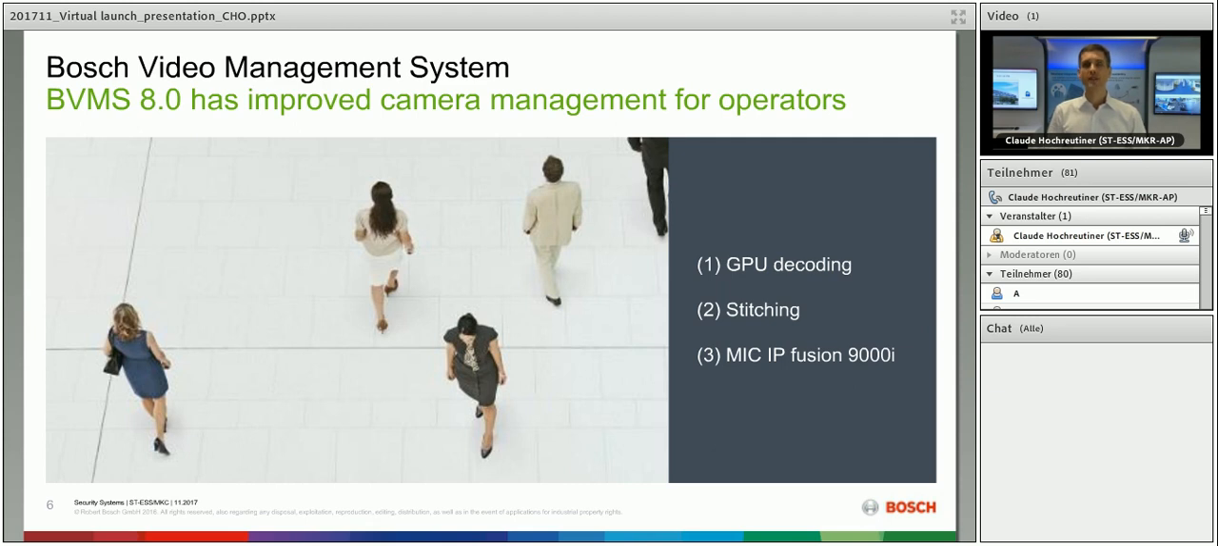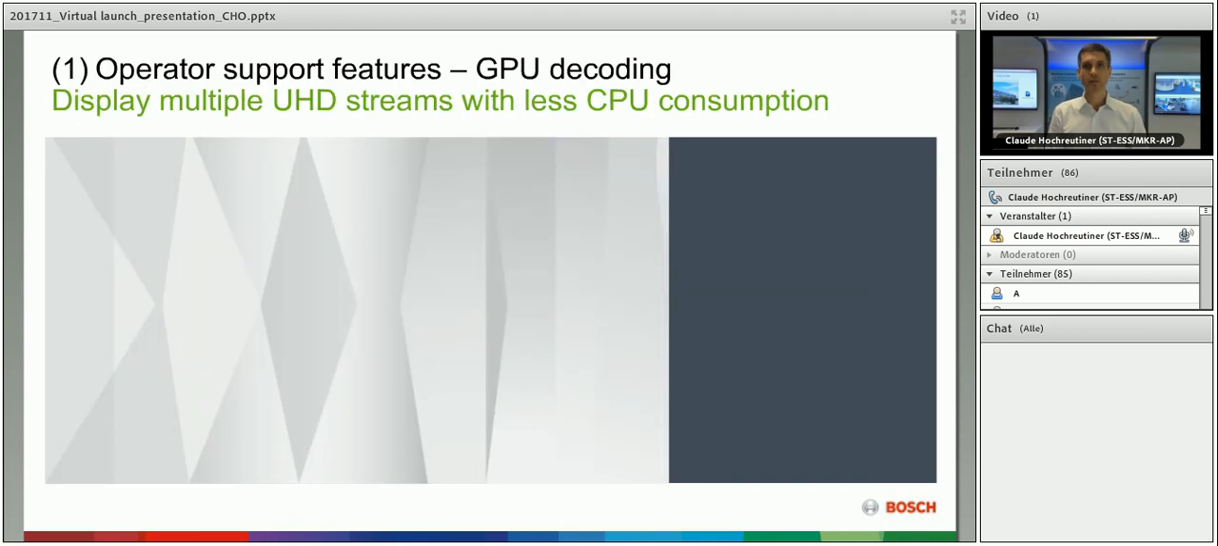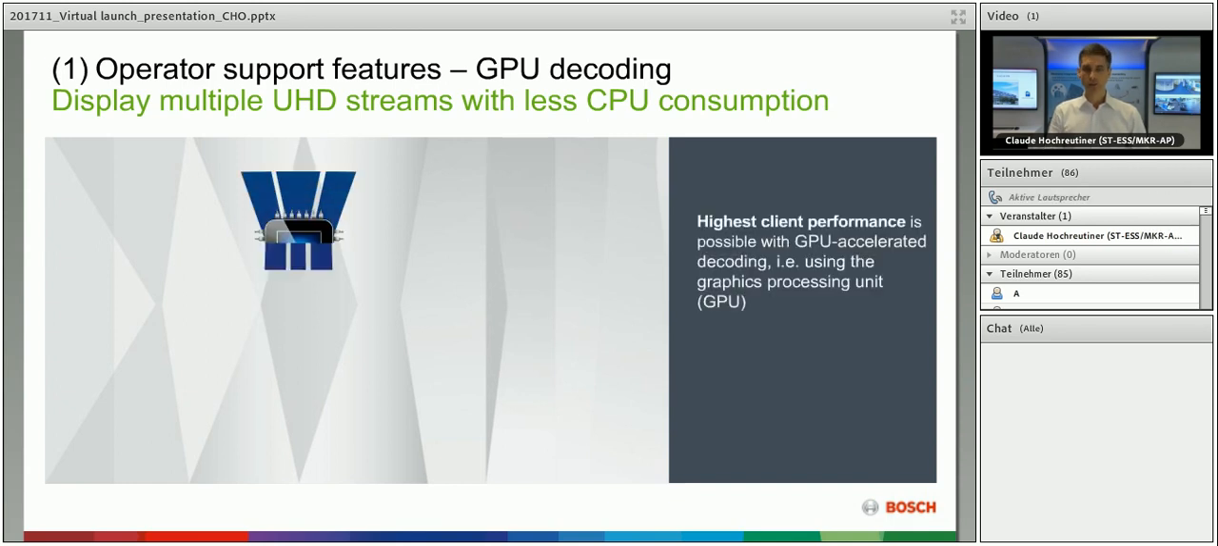With BVMS 8.0, we have improved quite a lot of things, but because of the short amount of time, I'm going to concentrate on one major topic, which is how operators are interacting with cameras. On this topic, I will have three subtopics: GPU decoding, video stitching, and how to handle the latest fancy MIC IP fusion 9000i from our colleagues. Behind all these geeky and nerdy terms are some nice things that can really improve the life of your operators. First, GPU decoding.